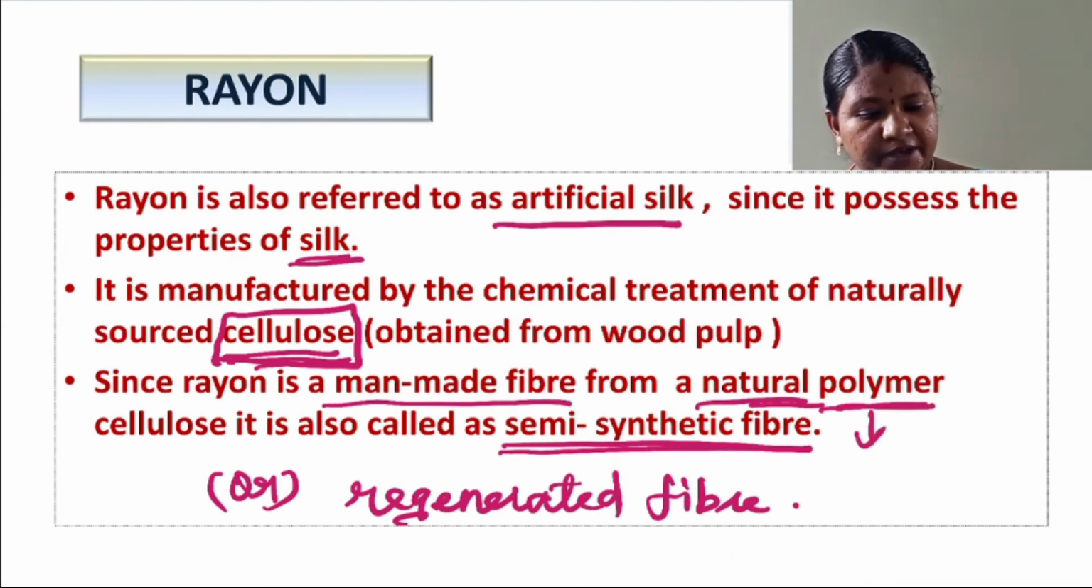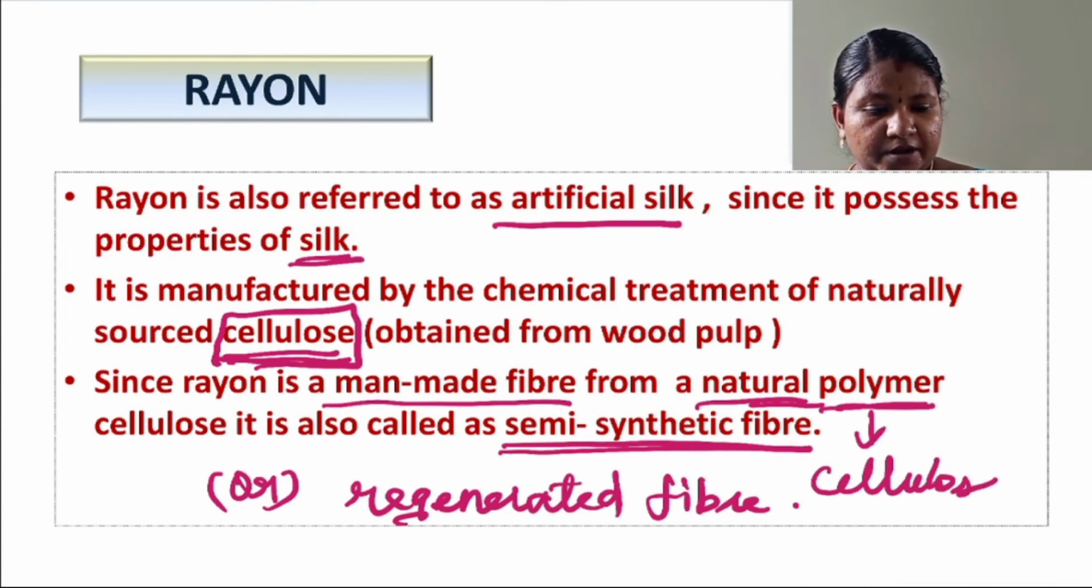Since rayon is a man-made fiber obtained from a natural source, a natural polymer, what is that natural polymer? Cellulose, right? So we get rayon from the natural polymer cellulose. We process it with the help of chemicals. That is why it is called artificial silk.